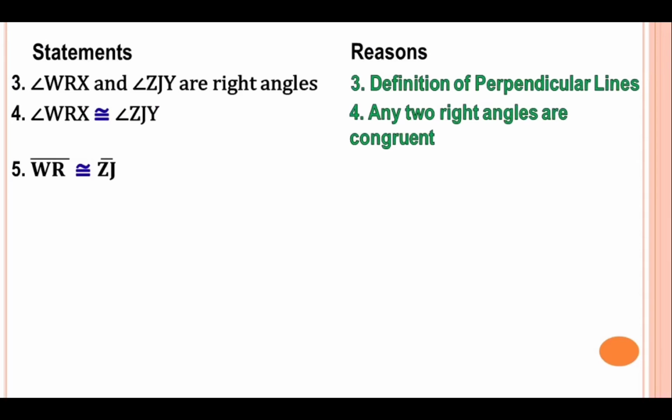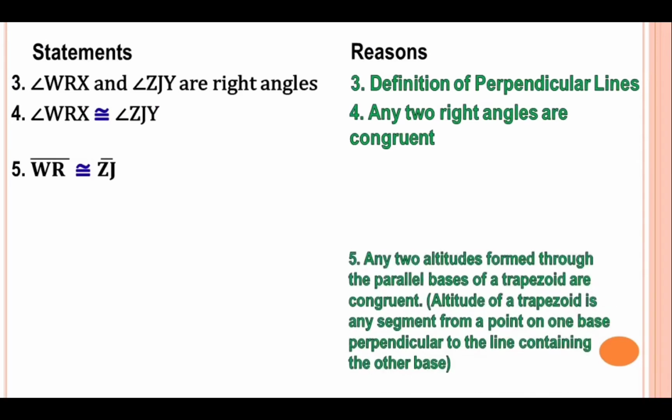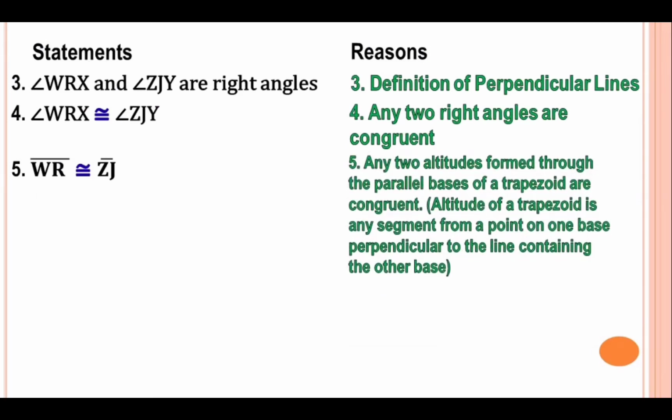Fifth statement, segment WR is congruent to segment ZJ. Reason, any two altitudes formed through the parallel bases of a trapezoid are congruent. So when we say altitude of a trapezoid, it is any segment from a point on one base perpendicular to the line containing the other base.